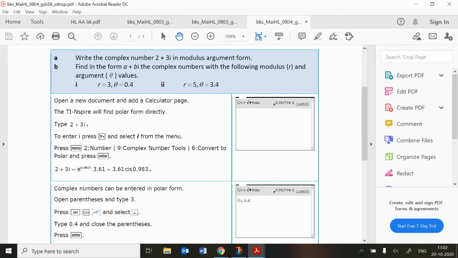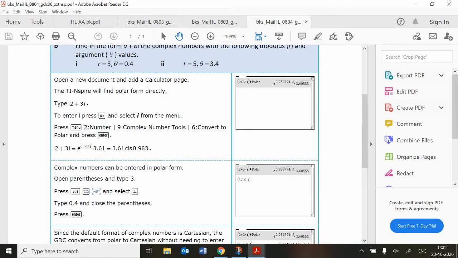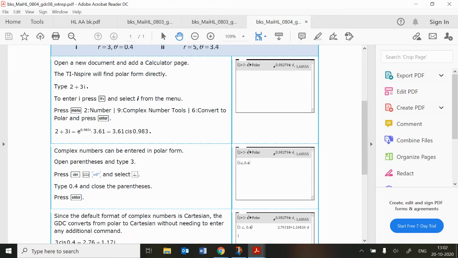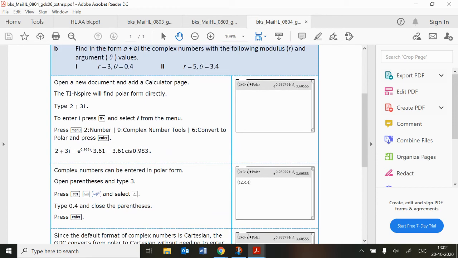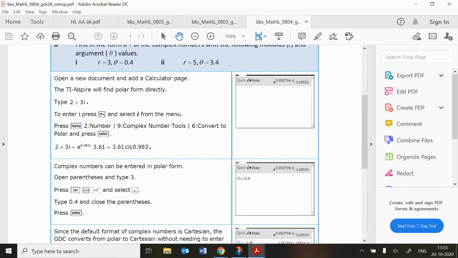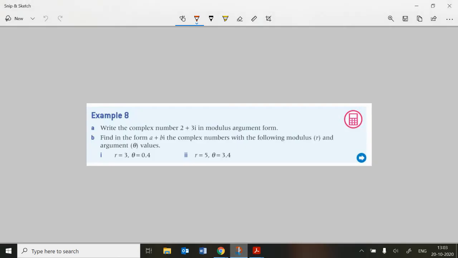They say i is pretty easy to select. You go to the pi key, so you don't go to the keypad, the keyboard at the bottom. And then it says if you go to menu and then number and then complex number tools and then convert to polar form and then press enter, it gives you this strange thing here. So it gives you e to the power of 0.983i times 3.61. And that's saying that's equal to 3.61 cis 0.983. So that's really strange that they're giving it to you like that. Let's just copy that one.